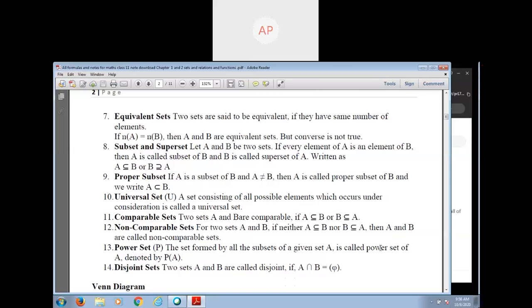Next one is disjoint sets. Disjoint sets mean what? Suppose A and B are two sets. If there are no common elements between A and B, then we say that A and B are disjoint.